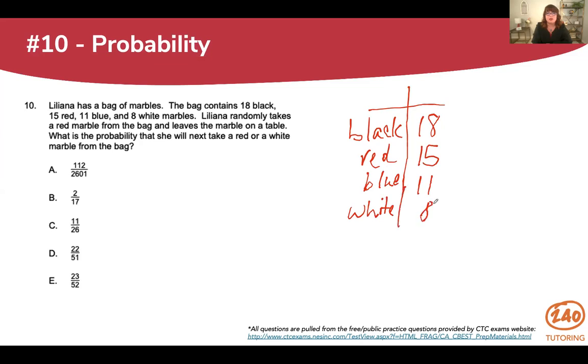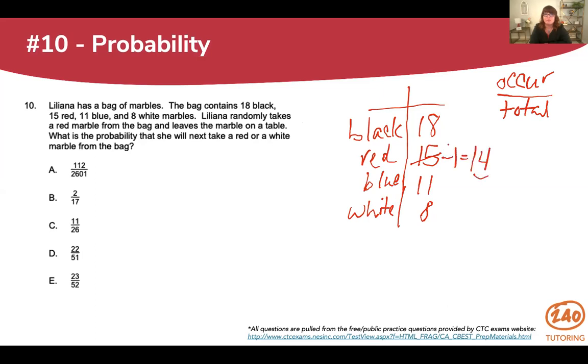Now, when we're dealing with the probability of something occurring, again, much like the percentage, it's going to be looking at the number of times it can occur and the total number of possible outcomes. So the number of times it can occur over the total possible outcomes. So what I'm going to do is work with this table. So it says Liliana randomly takes a red marble from the bag and leaves the marble on the table. Notice she did not put it in the bag. So now instead of 15 red marbles in the bag, we have minus 1, which would be 14.